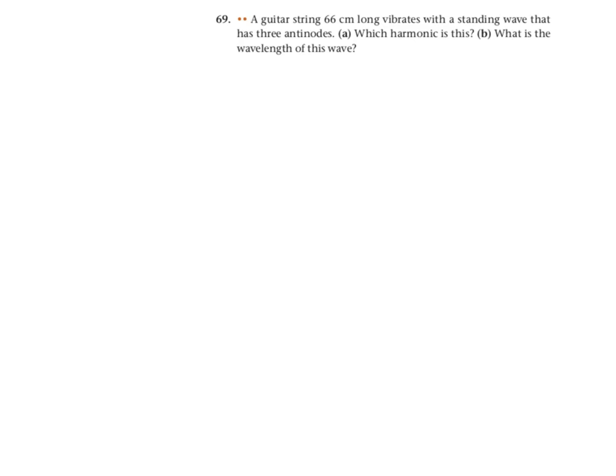Chapter 14, number 69. A guitar string 66 centimeters long vibrates with a standing wave that has three antinodes. A, what harmonic is this? And B, what is the wavelength of this wave?